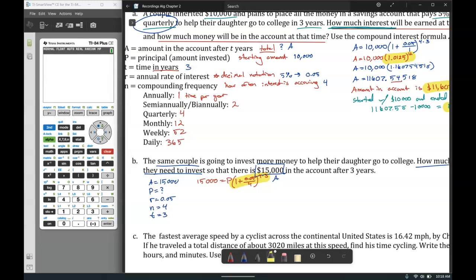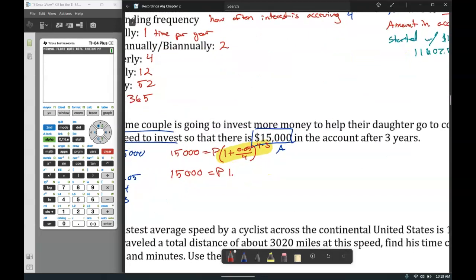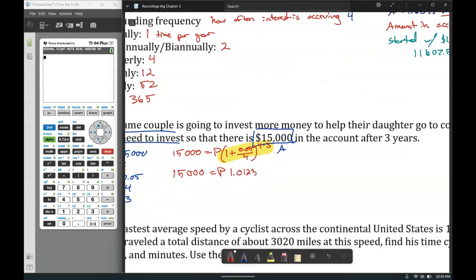Now we know from before that when we simplified this part, we ended up with this value up here. And so we can actually go ahead and rewrite our equation as 15,000 equals P times 1.0125 to the power of 12. Now, if we go ahead and evaluate that, 1.0125 to the power of 12, we see that we're going to have this decimal number. We can write that down if we want, but we actually have a little bit more of a clever trick.